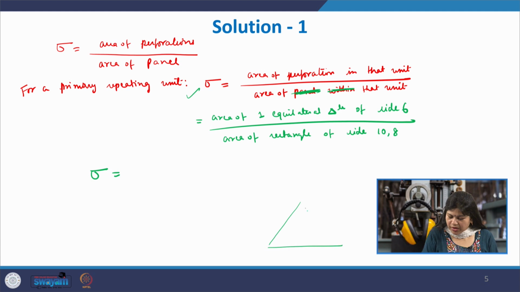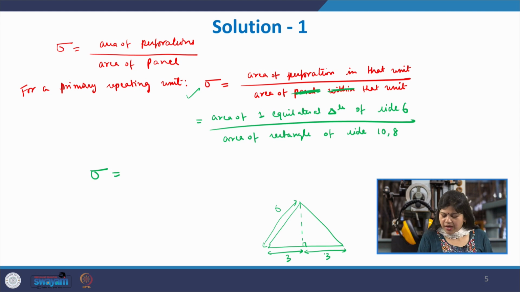So, suppose this is your equilateral triangle of side 6. All of these are of side 6. Drop a perpendicular to the base. Due to symmetry, it is going to cut it midway, so each of these would be 3. The area would be half into the base into the height, and the base is 6. What is the height of the equilateral triangle? You can find it using Pythagoras theorem.